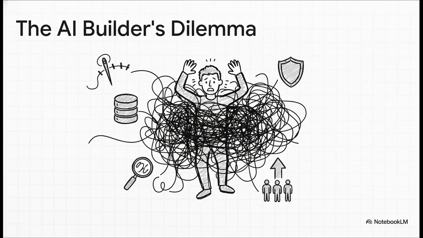And look, this is the reality for so many of us builders. You find yourself tangled up in this web of complexity. You're stitching together all these different libraries, trying to figure out how to manage and scale vector databases, and, oh man, trying to debug those frustratingly opaque agent loops. And all the while, you've got to worry about scaling for actual users and making sure everything is secure and compliant. Honestly, it's a massive headache.